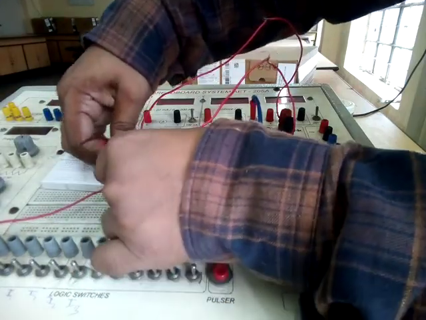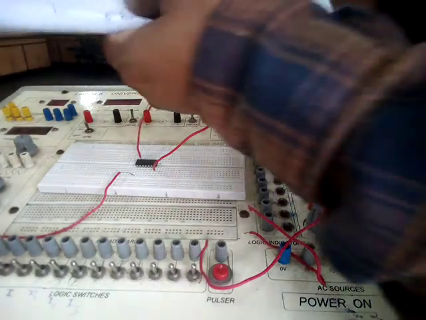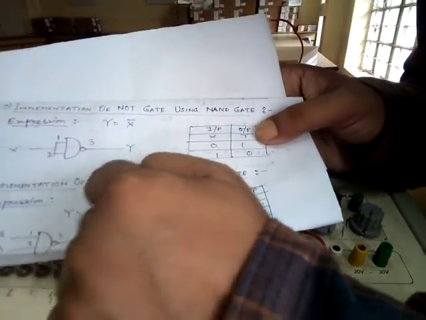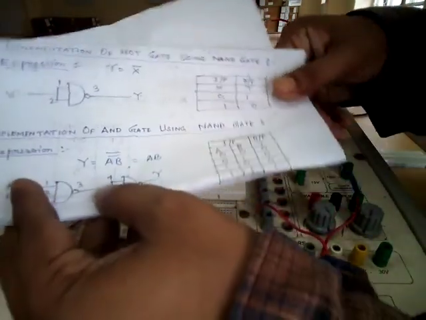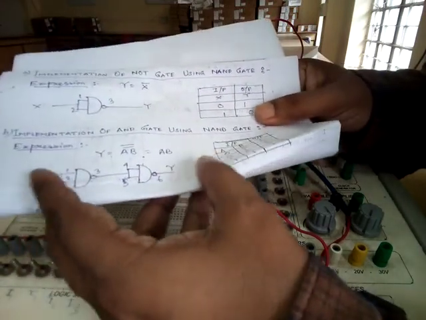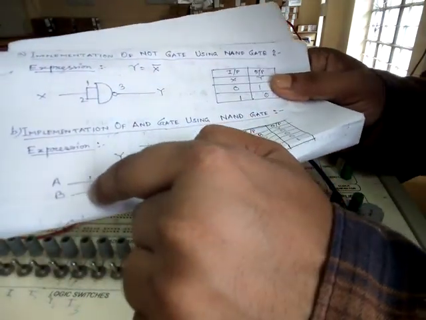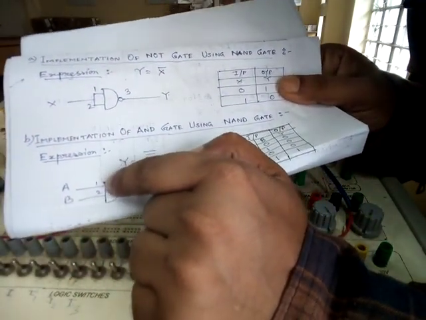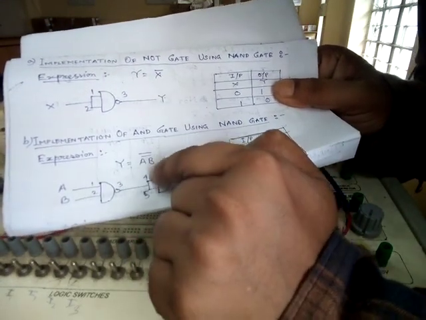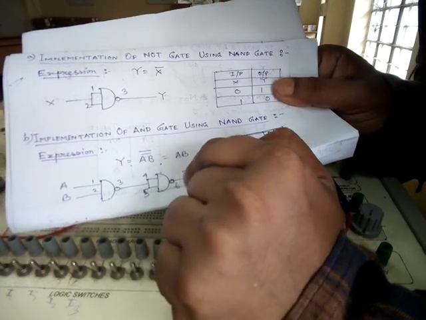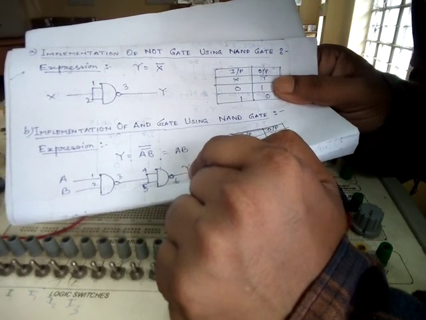Okay, the next circuit is the implementation of an AND gate using NAND gates. This is the circuit. First of all, they are marked pin number 1 and 2, with output 3, and then 4 and 5 are shorted, with output 6. At pin number 6 we will get the final output.